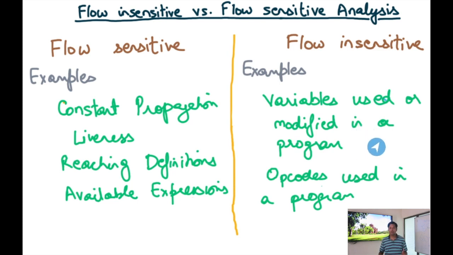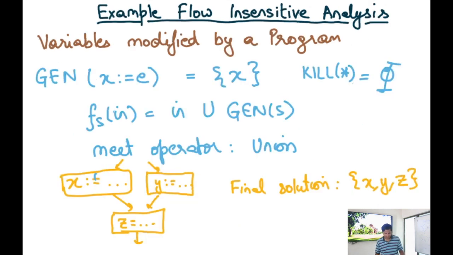So let's say I was interested in all the variables that are ever used or mentioned or modified in a program. Now, in this case, let's say I'm mentioning X and I'm mentioning Y, irrespective of where they are being mentioned, the result is going to be the same. And so even if I reorder the statements, we're going to get the same analysis. Similarly, opcodes used in a program. So let us take this example of variables modified by a program.